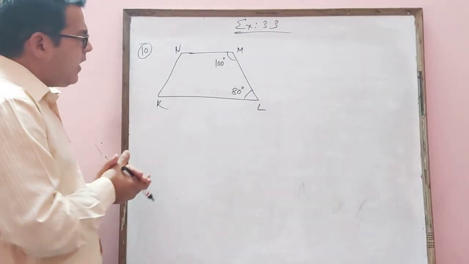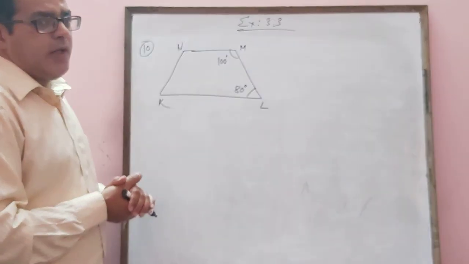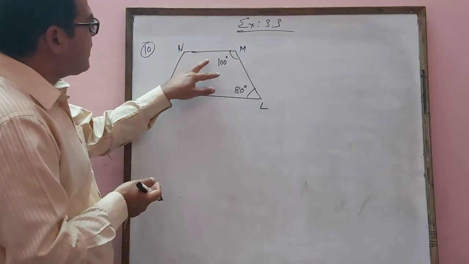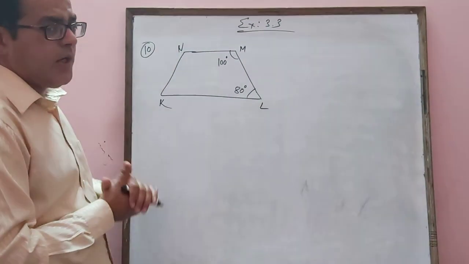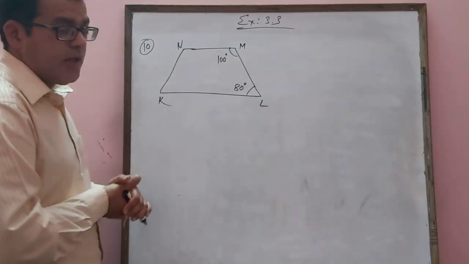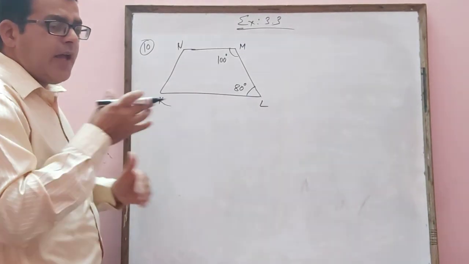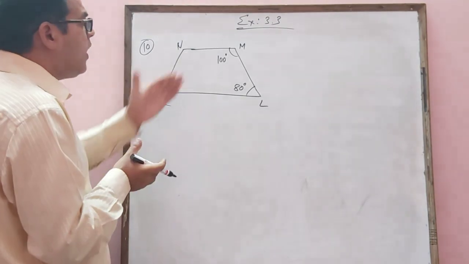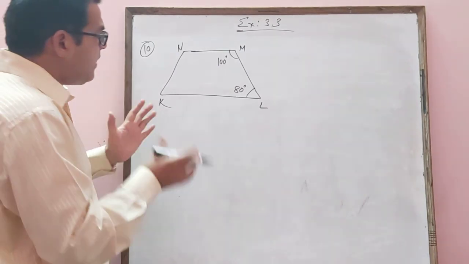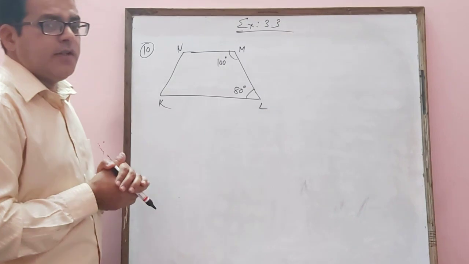So you can say here, two angles, angle M and angle L, are given as 100 and 80 degree. Their sum is 180 degree, which means they are supplementary angles. What are supplementary angles? If the sum of two angles is 180, then the angles are supplementary to each other. So 100 is supplementary of 80 degree, and 80 degree is supplementary of 100 degree. So angle M and angle L are co-interior angles, right?